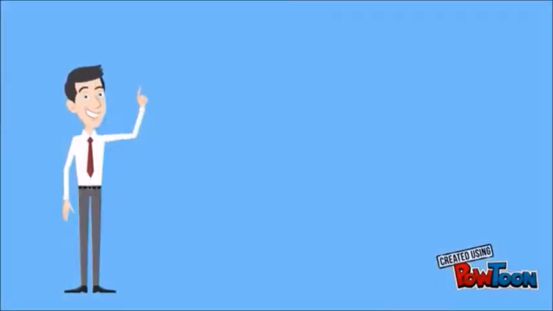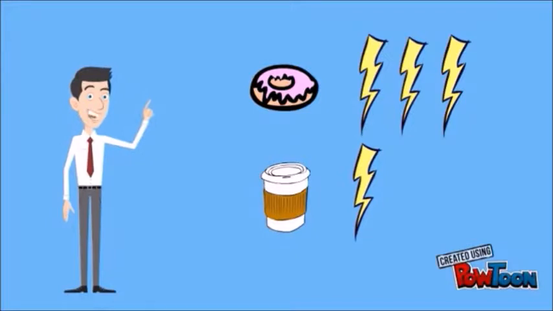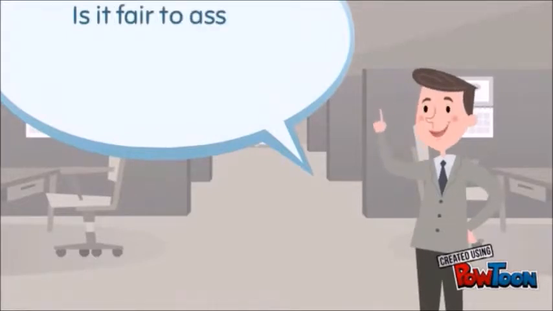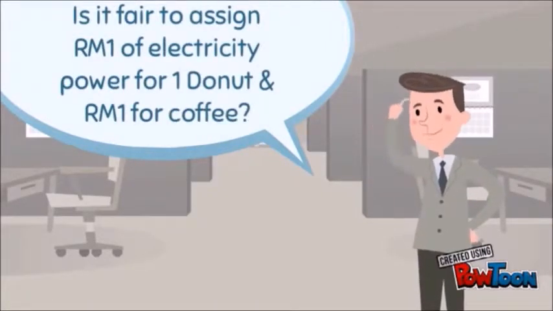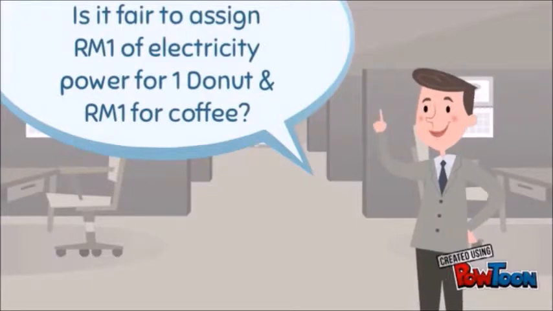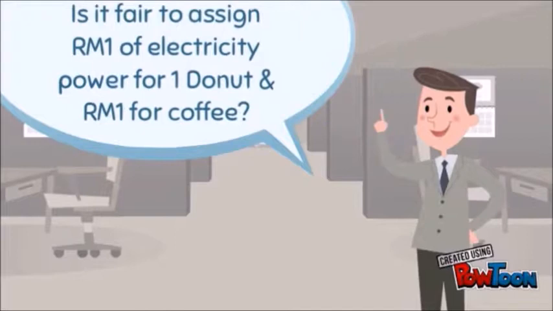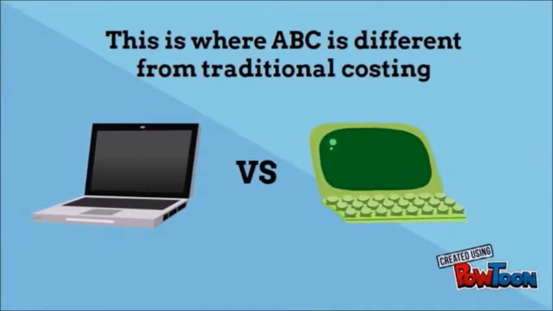But what if you use 3 kilowatt hours of electric power to make one donut, but only 1 kilowatt hour of electric power to make a glass of coffee? Is it fair to set 1 ringgit of electric power for one donut and 1 ringgit of electric power for one coffee? We should write down a higher electric power cost for the donut, right? This is where activity-based costing is different from traditional costing.